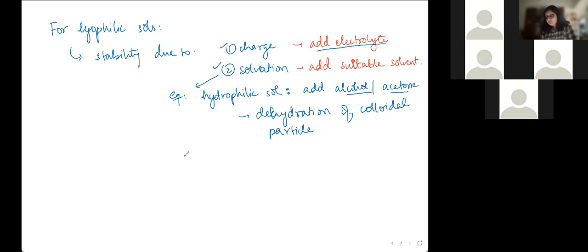Cool. So there's a little bit about protection of colloids. Suppose you have lyophobic colloids, they are unstable, so they need some protection. So lyophilic protects lyophobic. That helps with stability, which is why they're also called protective colloids. So lyophilic protects lyophobic sols.